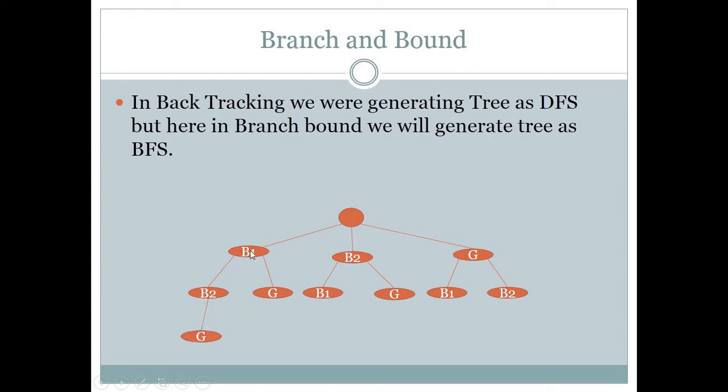Here if boy 1 sits on first, boy 2 sits on second, then the girl should sit on last. Here boy 2 will sit on the last seat. Here the girl will sit on the last seat. Here boy 1 can sit on the last seat. Here boy 2 can sit on the last seat, and here boy 1 can sit on the last seat. So this approach is branch and bound. Here we will generate our tree in a BFS manner.